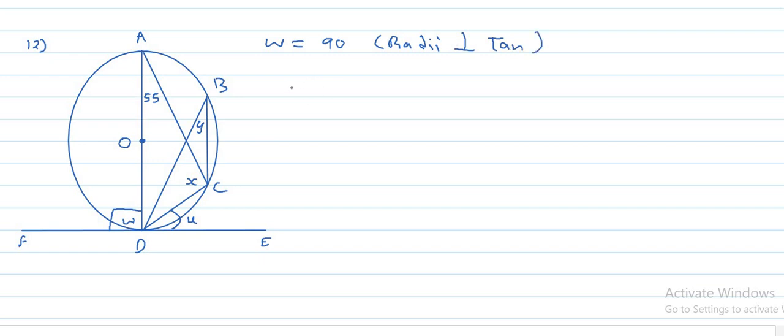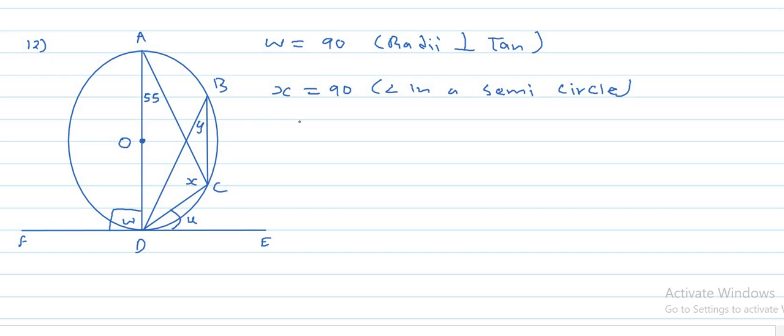Therefore, x will be equal to 90 degrees. What is the reason? Angles in a semicircle, or angles subtended by a diameter. You can even say tan chord because W equals x.